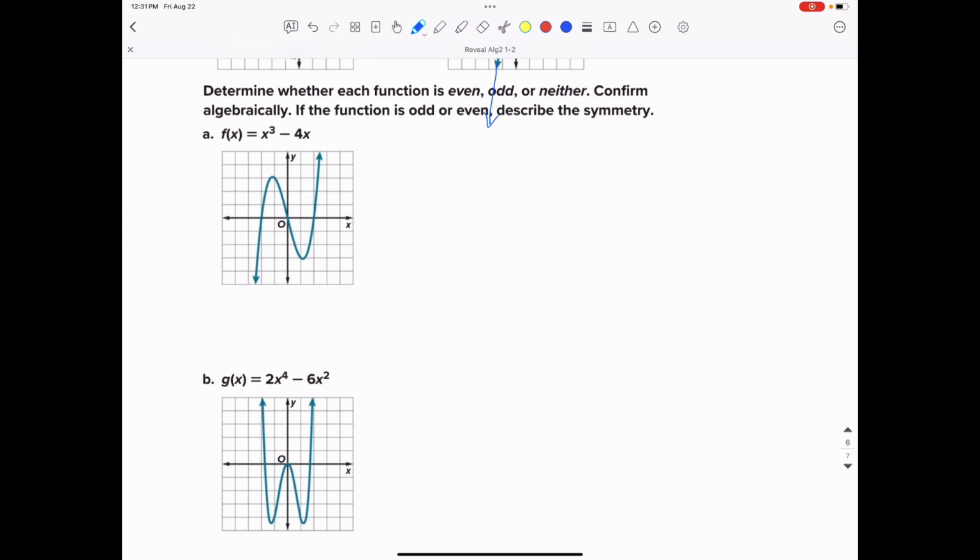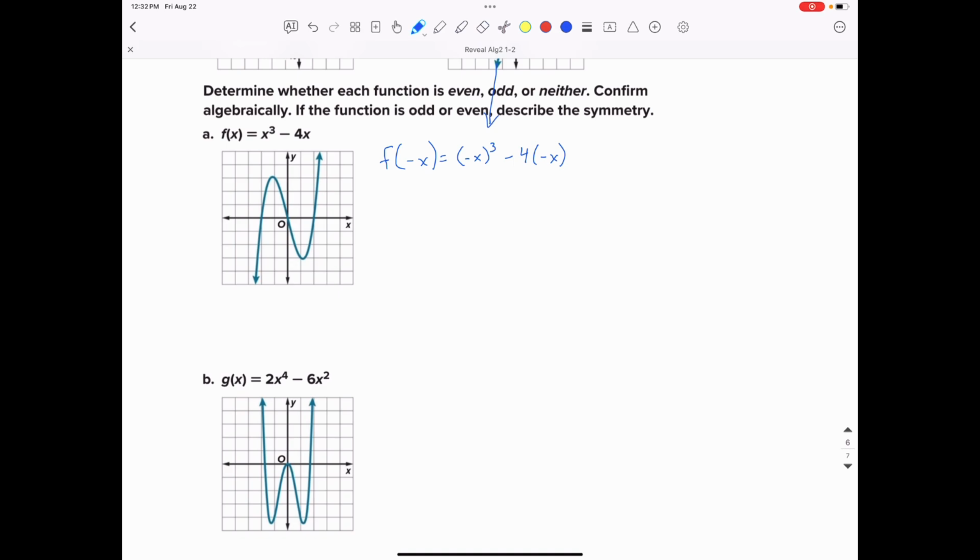So the way we can confirm if it has origin symmetry, meaning that it's an odd function, is that we are going to replace the x in this function with negative x. So we're going to replace all of the x's with negative x, which means I would have negative x to the third power minus 4 times negative x. And if when I compute this, all of the signs are different, then it is going to have origin symmetry, meaning that it is an odd function.